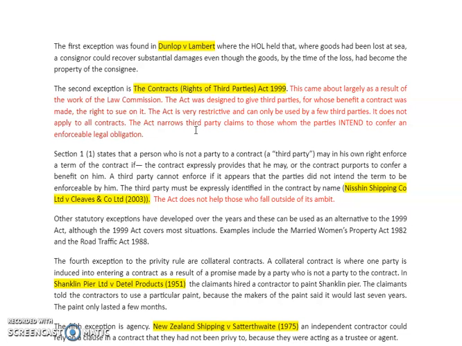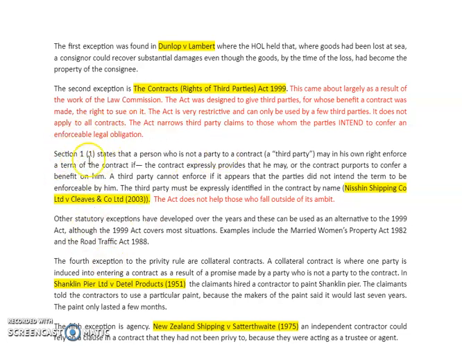The act narrows third party claims to those whom the parties intend to confer an enforceable legal obligation. Arguably, it would be with Tweddle's case if he'd have been named in the contract. If this act had been about then, arguably he'd have been able to enforce the contract. And it's useful to look at some cases on this.